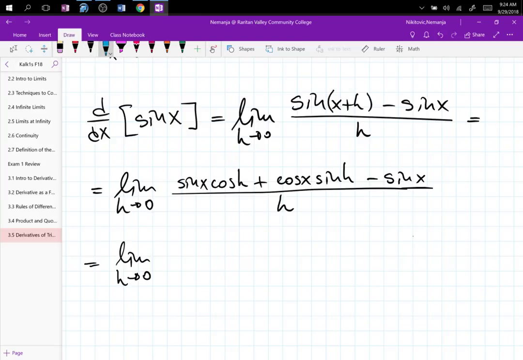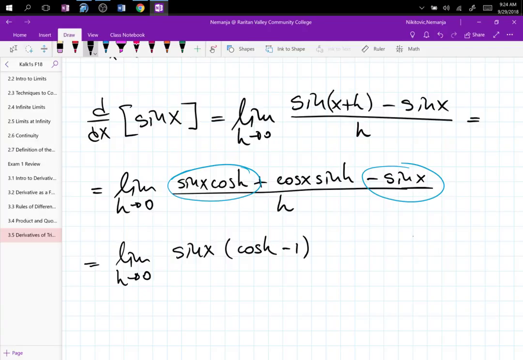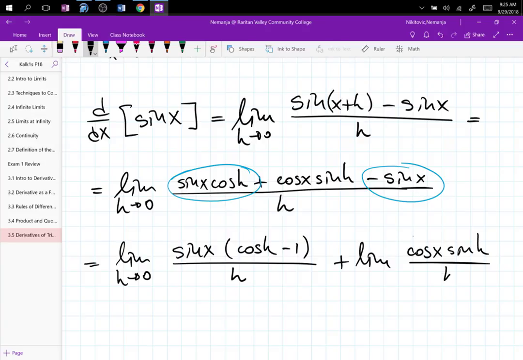I'm going to group these guys and factor out sine. So that's going to be sine x of cosine h minus 1 divided by h. And then I'm going to break off the other one, so that's plus the limit of cosine x sine h divided by h. So what I did is I split these blues together and orange on a side, right? And then for blues I factored out sine.